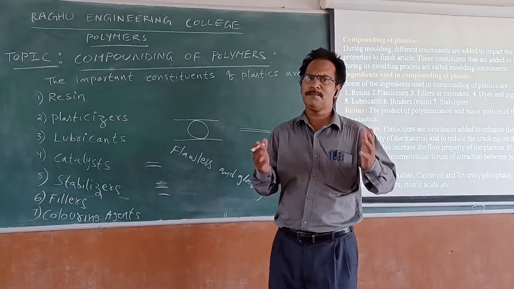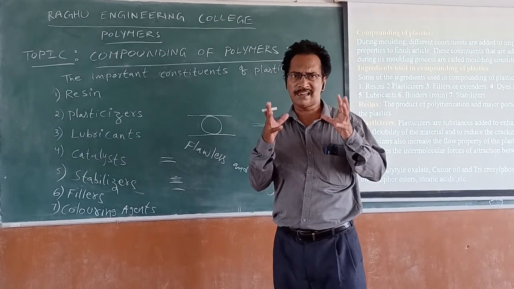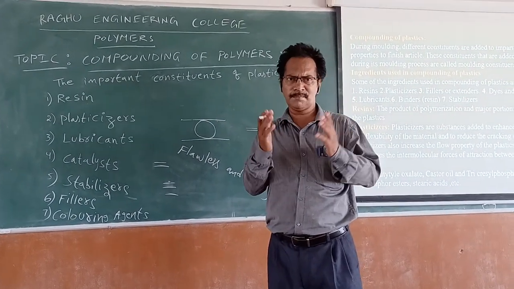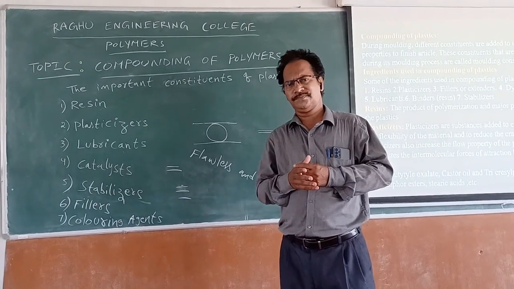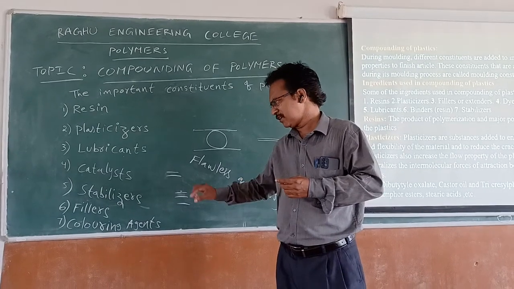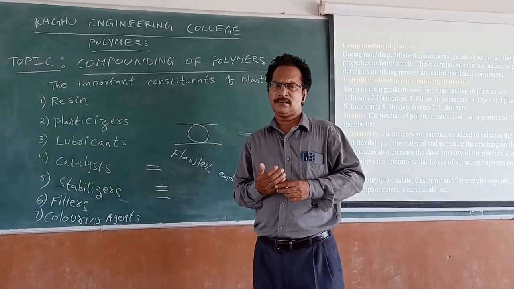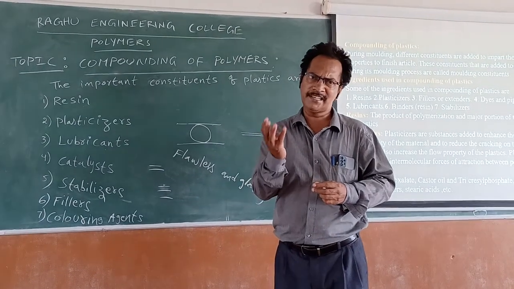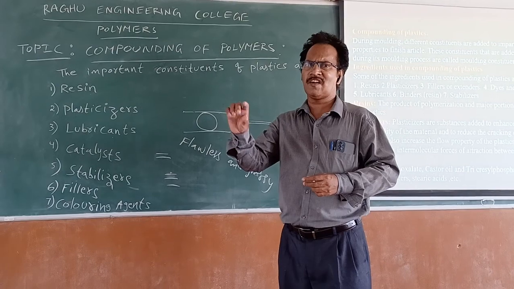So what is the meaning of coloring agent? Coloring agent is nothing but which gives desired color and aesthetic appeal. That means attraction towards the article. Okay, that is the major function of the coloring agents. What are the various coloring agents we use? They may be organic dyestuffs or inorganic pigments. So these are the various coloring agents.